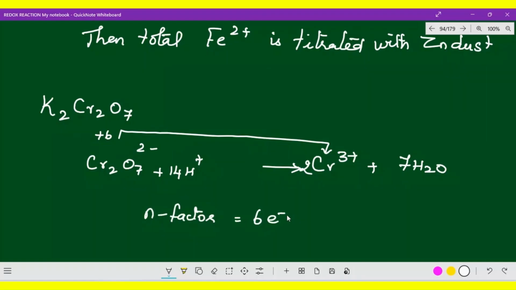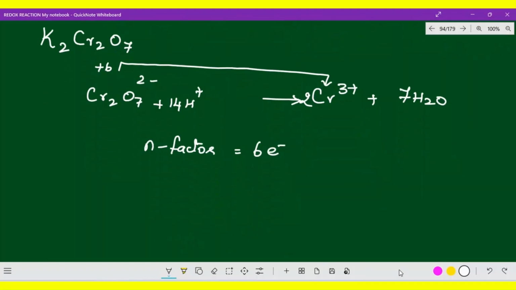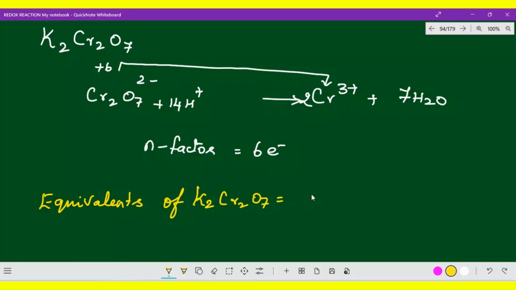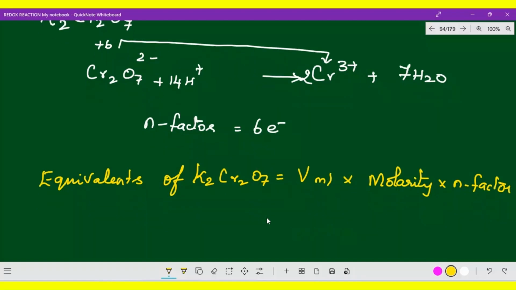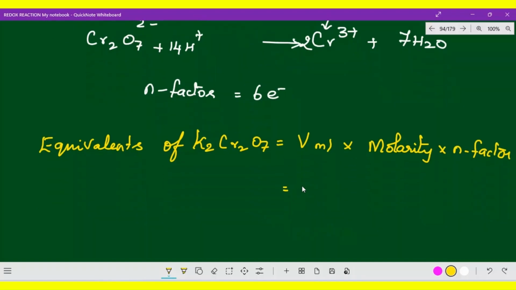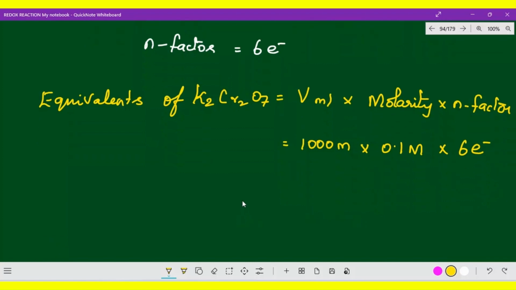Now the equivalents of K2Cr2O7, we can solve the same way. What are the points we have to go for? That is volume into molarity into n factor. Volume in ml only. So the volume is actually how much? It is 1000 ml, into molarity 0.1 M, into n factor 6 electrons, right? Got it? And the same way, so how much will you get?